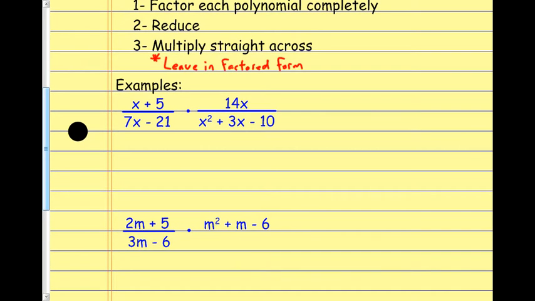If I look at this first one again, I want to factor everything completely. An x plus 5, I can't do anything with, so I'm going to leave it as an x plus 5. Underneath here, the 7x minus 21, I can factor a 7 out, which leaves me with an x minus 3. Over here, the 14x, I can't really do anything with. It's a 14 times an x, which is already in factored form.